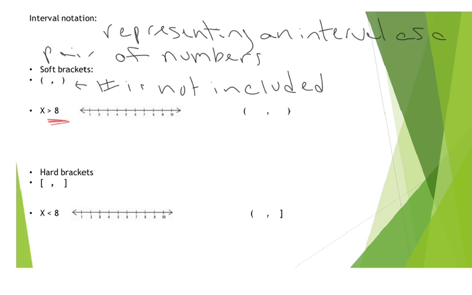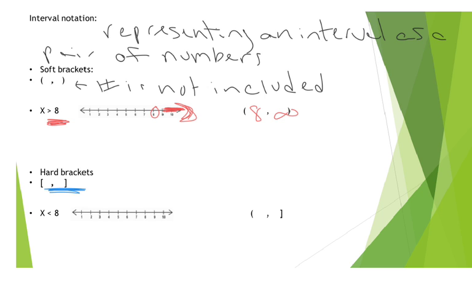So if we had something like this inequality, x is greater than 8, the way we showed that before on the number line was that we had an open circle on 8, and then we shaded in the direction of infinity. So if we were going to write this in interval notation, we would say that we're starting at 8, we would put this soft bracket because we don't have a closed circle on 8, and we're going all the way to infinity.